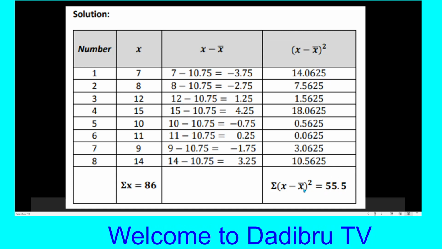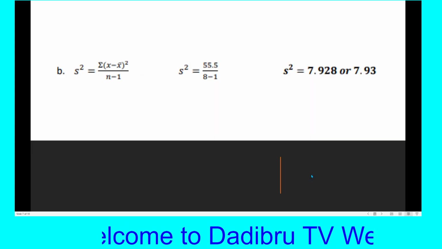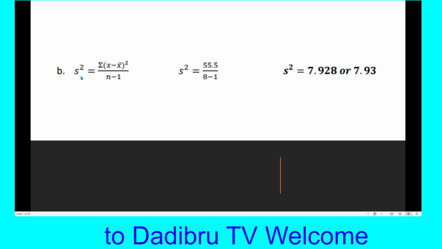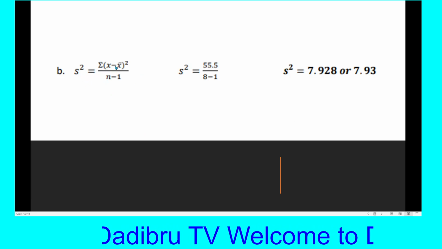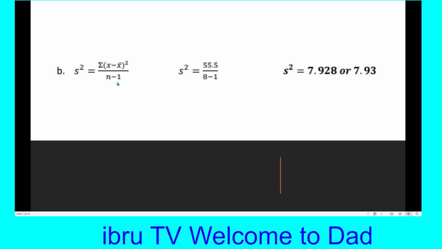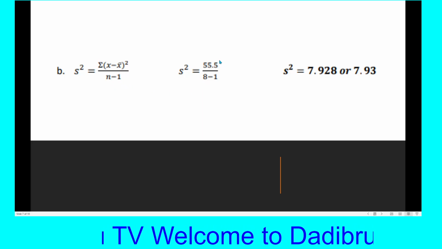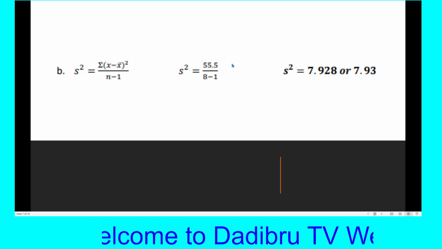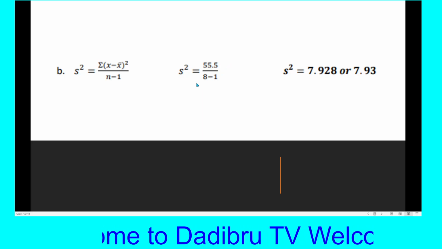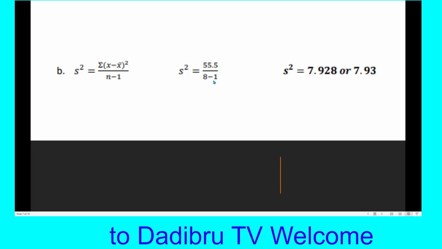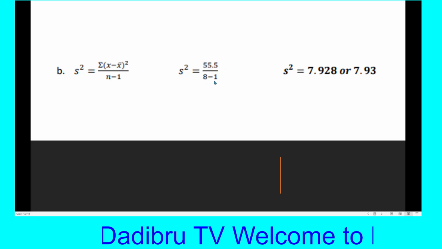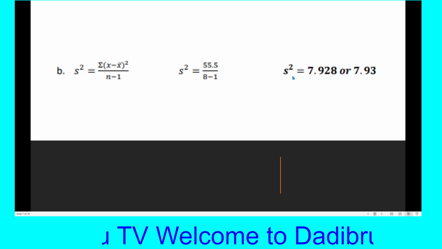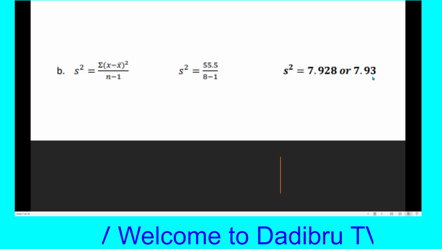Now, we are ready to determine the variance. So, the variance of a sample or statistic is s squared, equal to the summation of x minus the mean squared over n minus 1. So substituting, since the summation of x minus the mean squared is 55.5, divided by 8, our sample size, minus 1. Okay? And that is s squared, or the sample variance, is equal to 7.93.